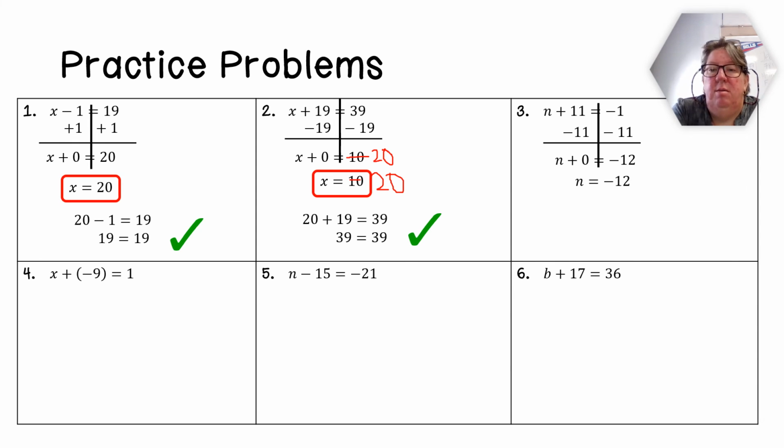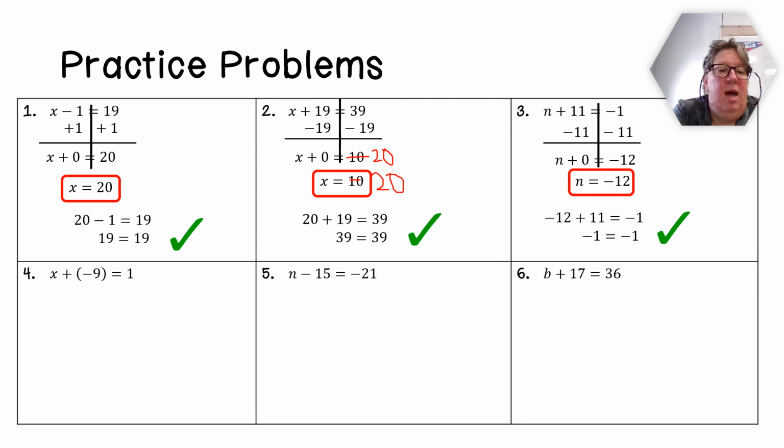Possible solution, we have to prove it, so we're going to take that negative 12 and rewrite our original equation, but instead of n, we're going to write negative 12. Negative 12 plus 11 is negative 1, which is a true statement, so that means n equals negative 12 is our solution.